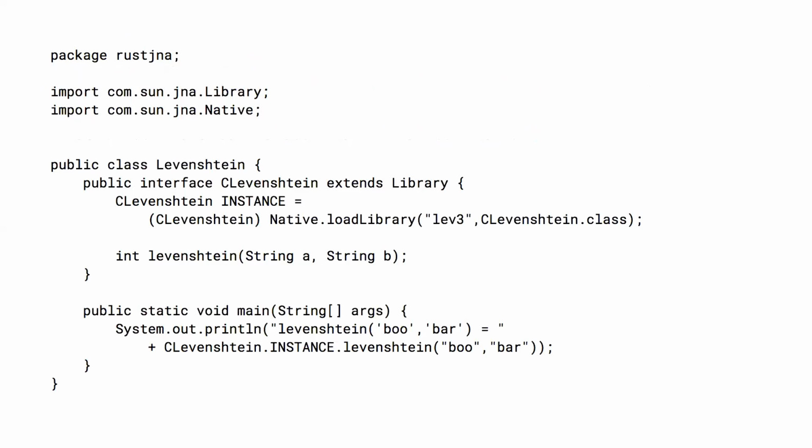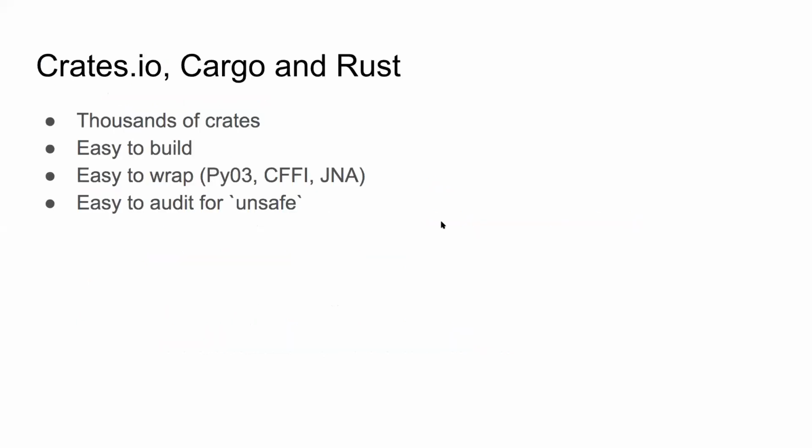And then in the Java code, we import the JNA library and Native. This is all just boilerplate, but as you can see, you really only have to annotate the function saying it takes two strings and returns an int. And then it will automatically load the lev3.so that is within your search path, and then present you back with an instance of this library that you can then call into.